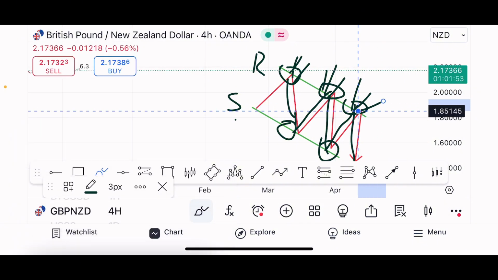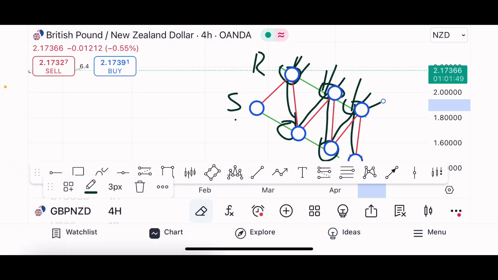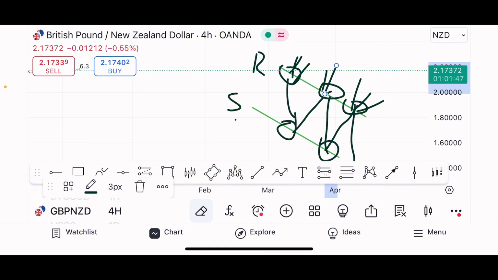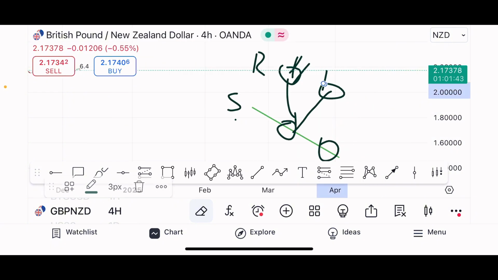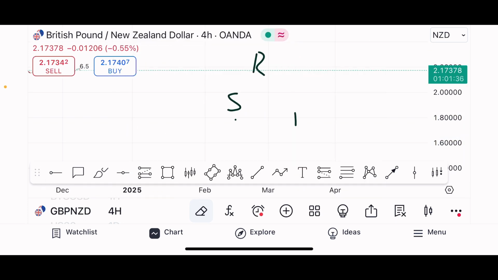For some of you who have not heard of an expanding channel, I'm going to cover that right now, and we'll look at an example of an expanding channel in the market. So there we go. Let's just erase everything.